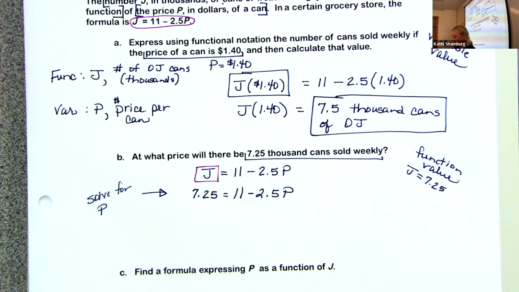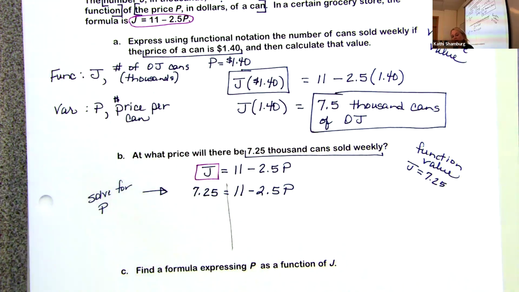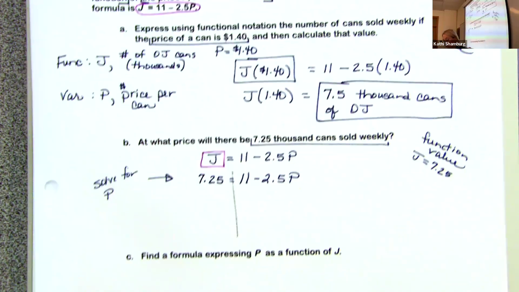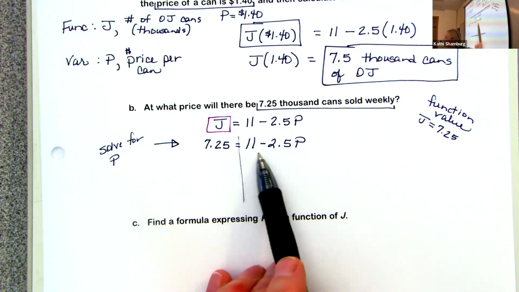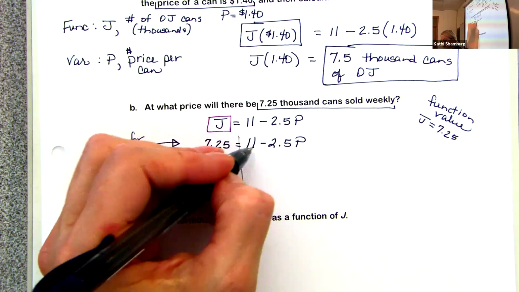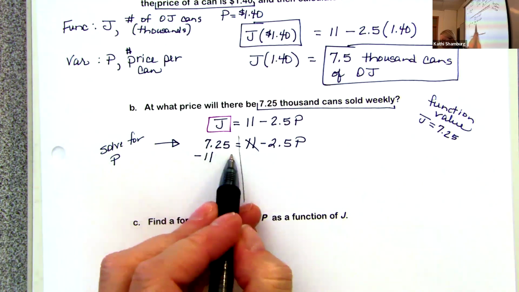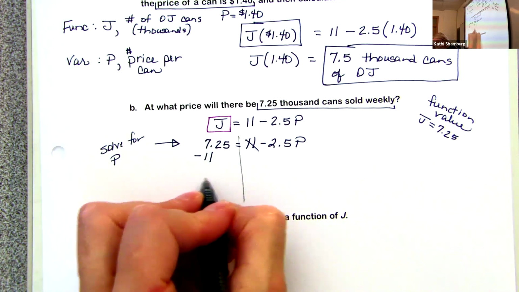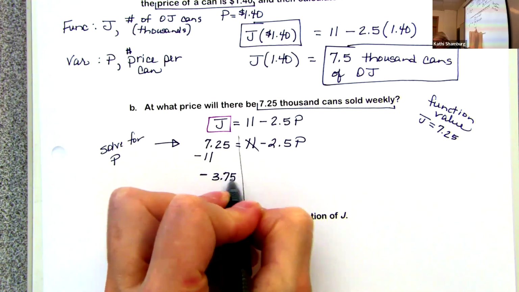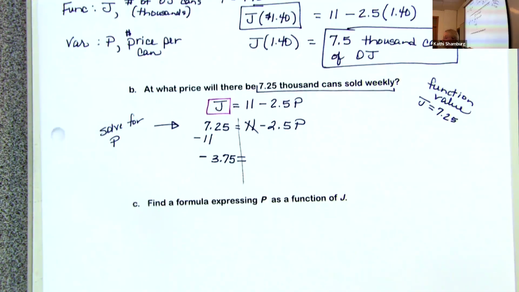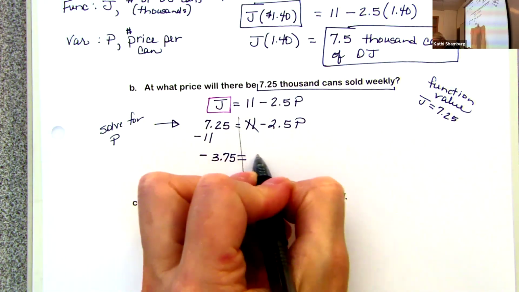All right. Again, most of you probably don't put that line, but if it helps you, please do. I want the P by itself, so I need to get rid of this 11 first. How will I move it? Subtract it. So what's 7.25 minus 11? I know it's going to be a negative number. Thank you. And then be careful on the right side. What are we left with? Negative 2.5 P.